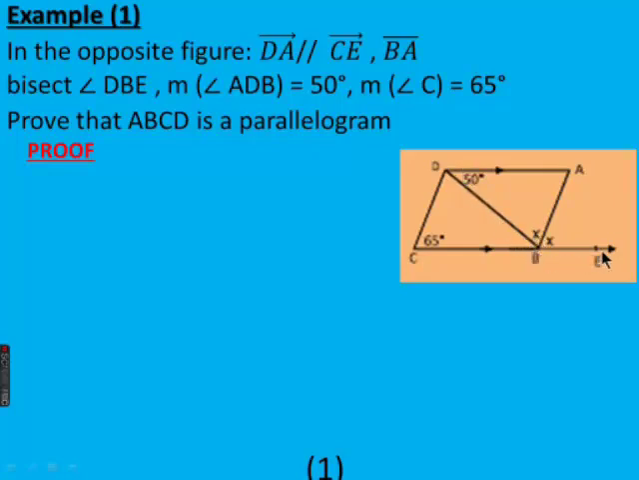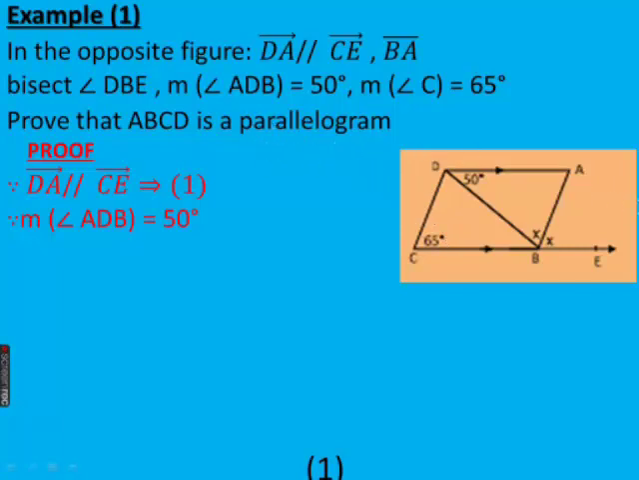Now BA bisects angle DBE. That means the measure of angle ABE equals the measure of angle ABD. The measure of angle ABD equals 50 degrees. The measure of angle ADB equals 50 degrees, and the measure of angle C equals 65. What is required? The required is to prove that ABCD is a parallelogram.